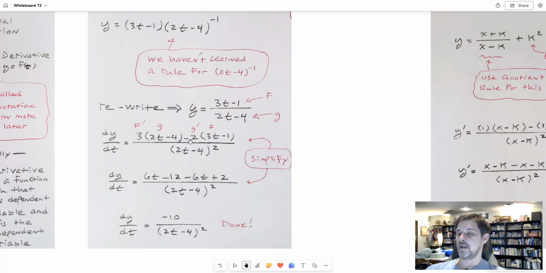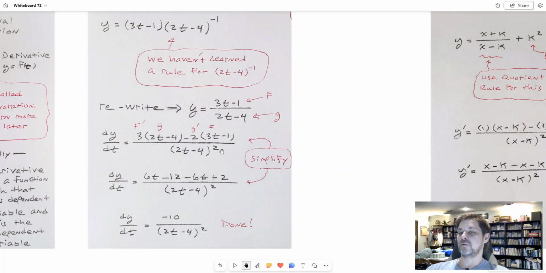G, minus g prime, the derivative of 2t minus 4 is just 2. Then times 3t minus 1. And then over g squared. So there's your derivative. This first part's algebra. Then me going from y to dy over dt is calculus. Specifically, calculus, finding the derivative with the quotient rule.